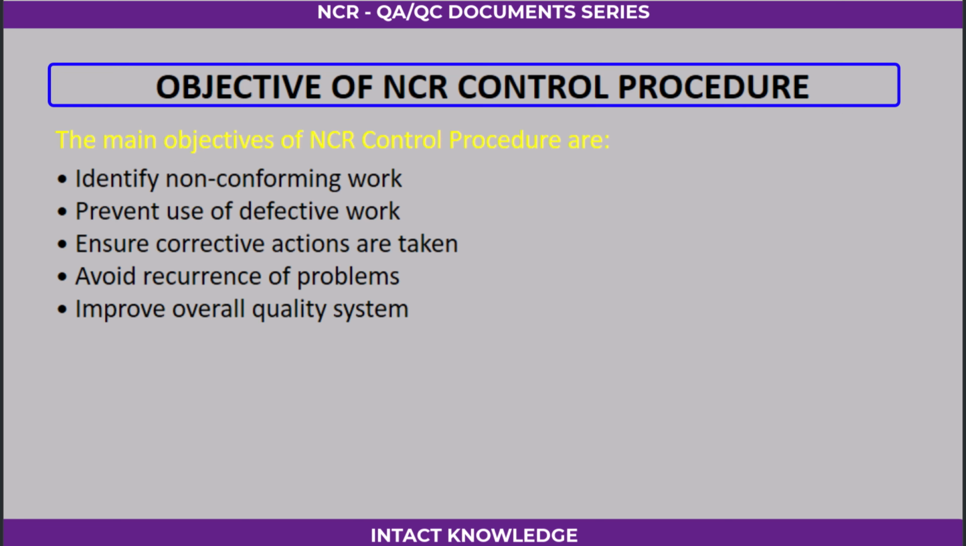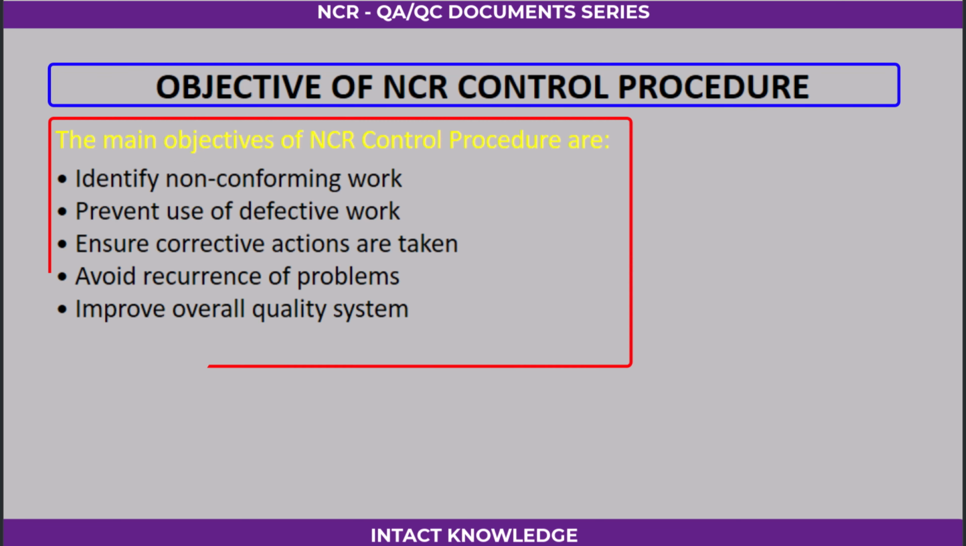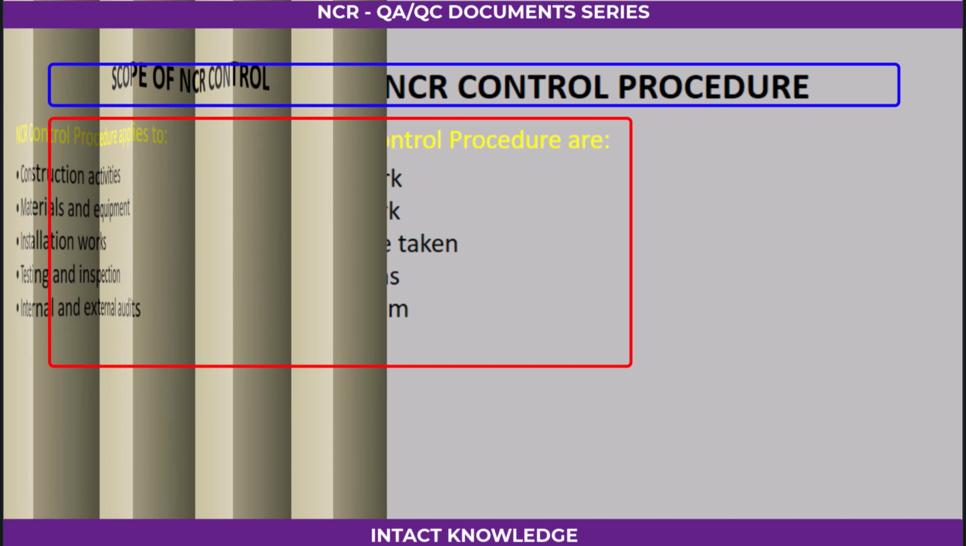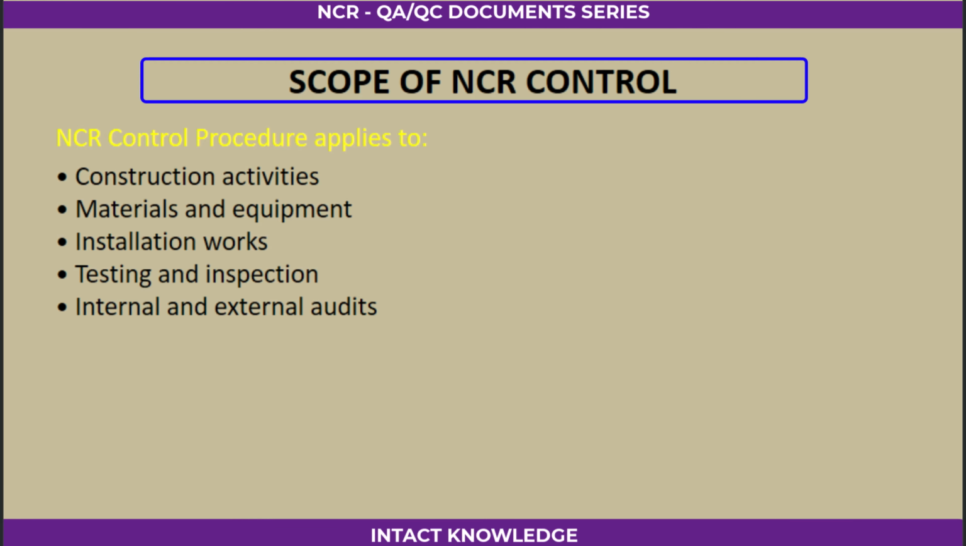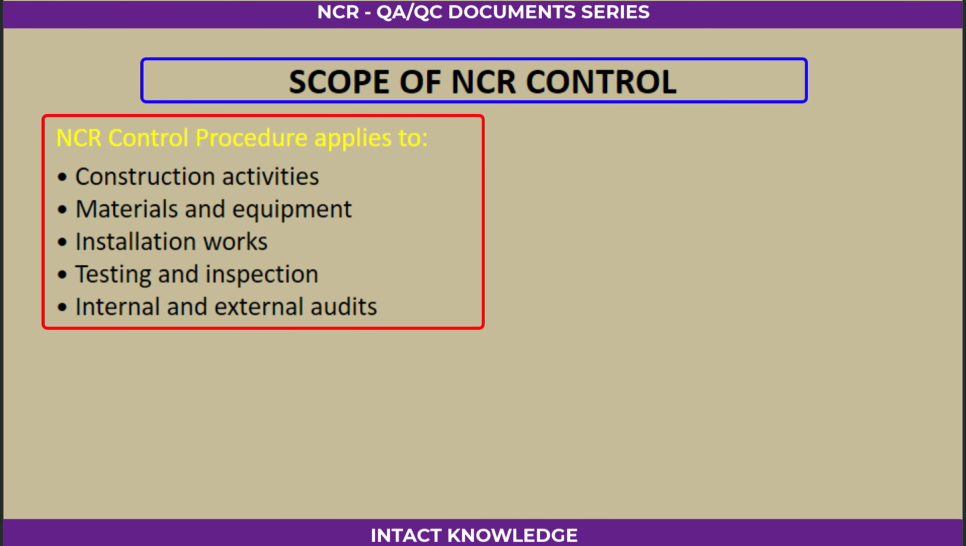Objective of NCR Control Procedure. The main objectives of NCR Control Procedure are to identify non-conforming work, prevent use of defective work, ensure corrective actions are taken, avoid recurrence of problems, and improve the overall quality system. Scope of NCR control. NCR Control Procedure applies to construction activities, materials and equipment, installation works, testing and inspection, and internal and external audits. It applies to all stages of the project.